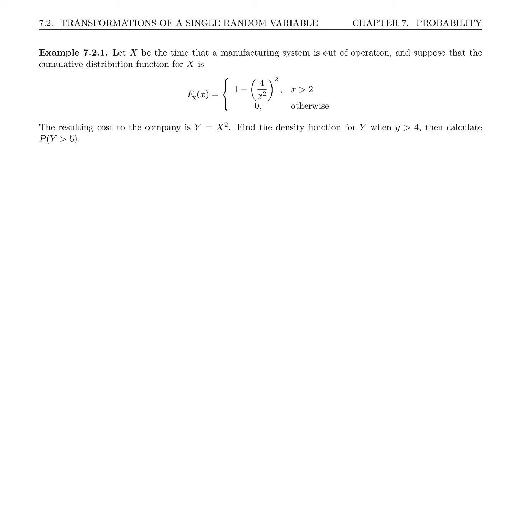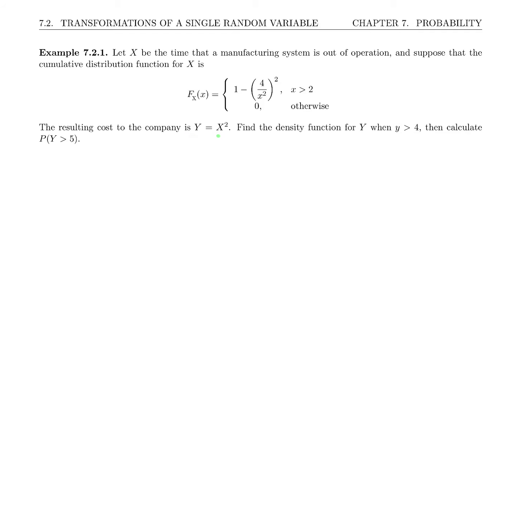Welcome back. We're going to do example 7.2.1. Let X be the time that a manufacturing system is out of operation, and suppose that the cumulative distribution function for X is F sub X of x is 1 minus (4 over x squared) all squared for x greater than 2, and 0 otherwise. The resulting cost to the company is Y equals X squared.